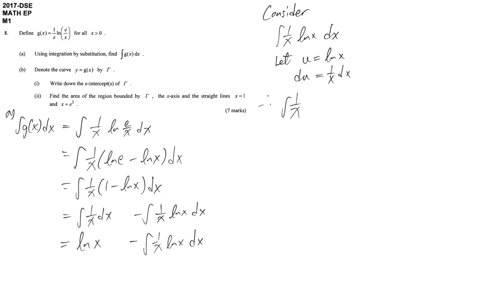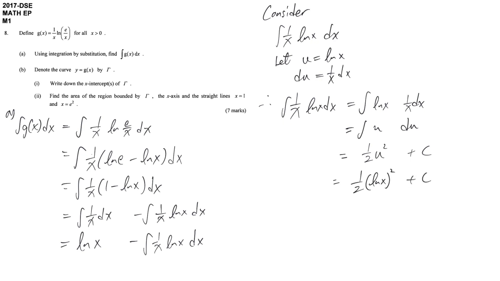So 1 over x natural log x dx is equal to, we separate two items first, 1 over x dx as one group. So this part is replaced by du, and this part is replaced by u. That's why when you integrate it, it's u squared and then 1 over 2. And before we finish, we have to change u back in terms of x. So we write 1 over 2 natural log x, bracket squared, plus c, where c is a constant.